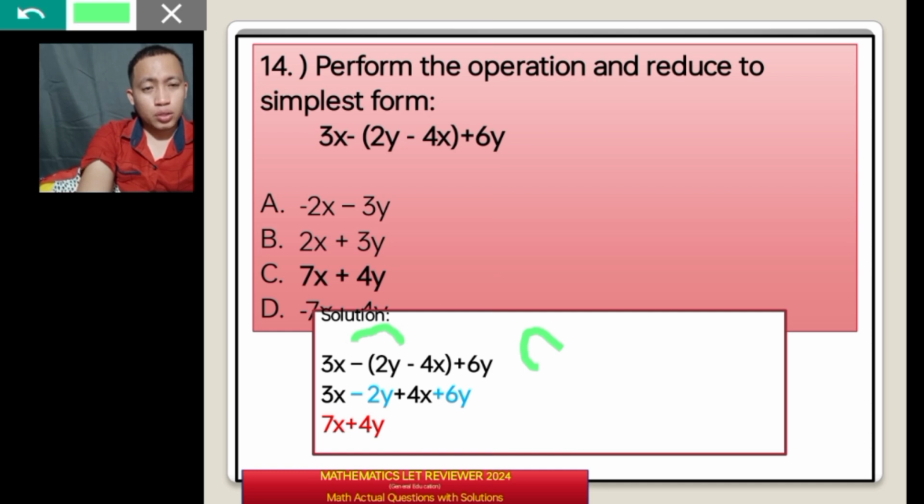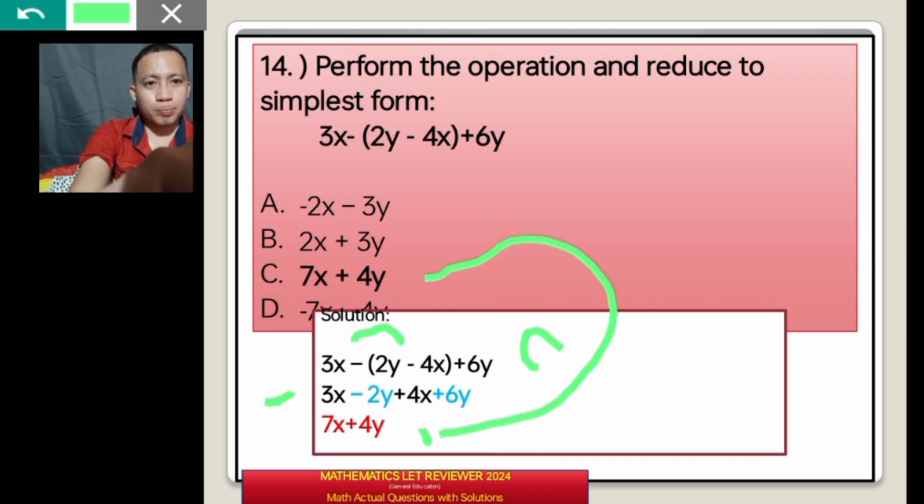Combining like terms, yung magkapareho ang variable. 3x plus 4x, 7x. As you can see, magkaiba yung kanilang sign. All you have to do is copy the sign of the bigger number. That's why we have plus. Then, subtract the two numbers. 6 minus 2, that is equals to 4. Then, copy lang ang variable y. Therefore, our final answer is 7x plus 4y. We have letter C. This one. Is it understood?